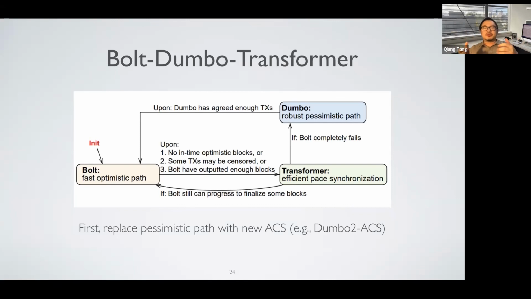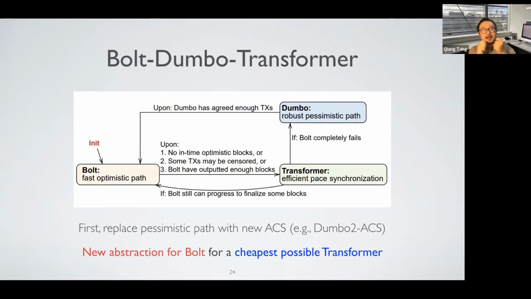So the first immediate improvement we can do is to use a recent improvement like Dumbo classic to replace the pessimistic path, the fallback path. That's easy. But the real interesting idea in this Dumbo transformer, or BDT for short, is that we need to provide a new abstraction for the fast lane to enable the cheapest possible transformer. First, of course, the fast lane should be fast. That's the minimum basic requirement. But we can give it a very tiny property so that we can leverage the simplest or cheapest possible asynchronous pace synchronization.